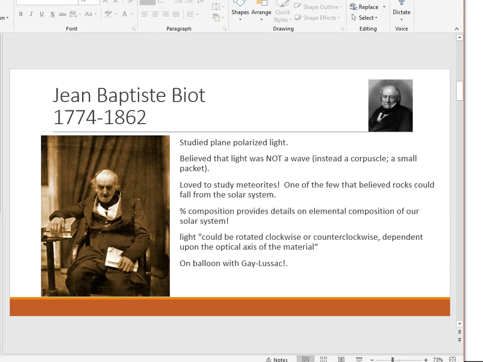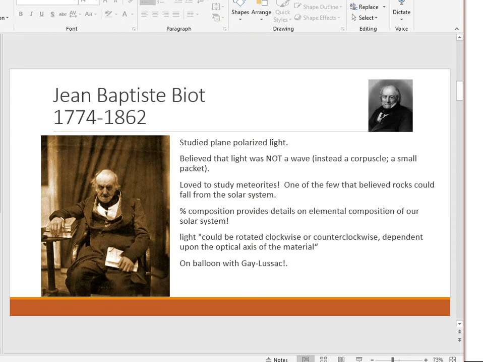The percent composition would provide you details on the elemental composition of the solar system. So if they could bring those meteorites or those rocks that fell from outer space into a laboratory, and they could break them down and study them and analyze them, they could do something like a metal panel, and it would tell them what kind of metals would be present in the solar system itself, and if that was different than what was on Earth.